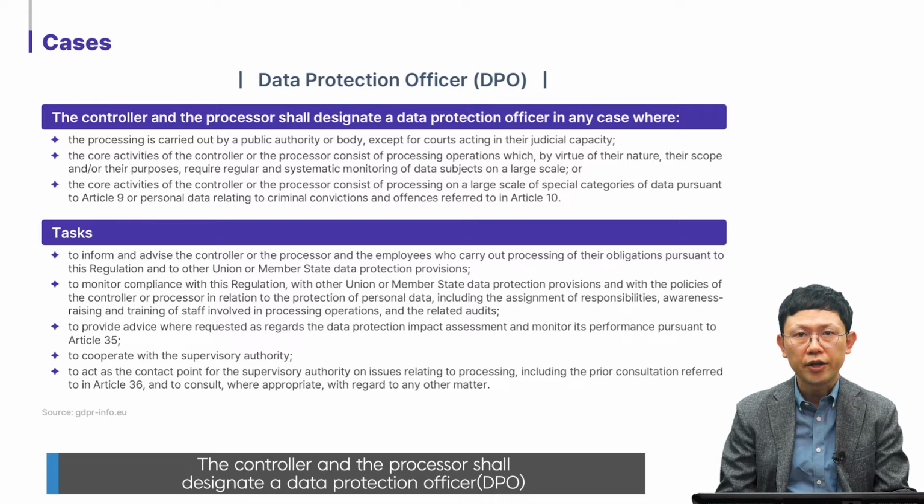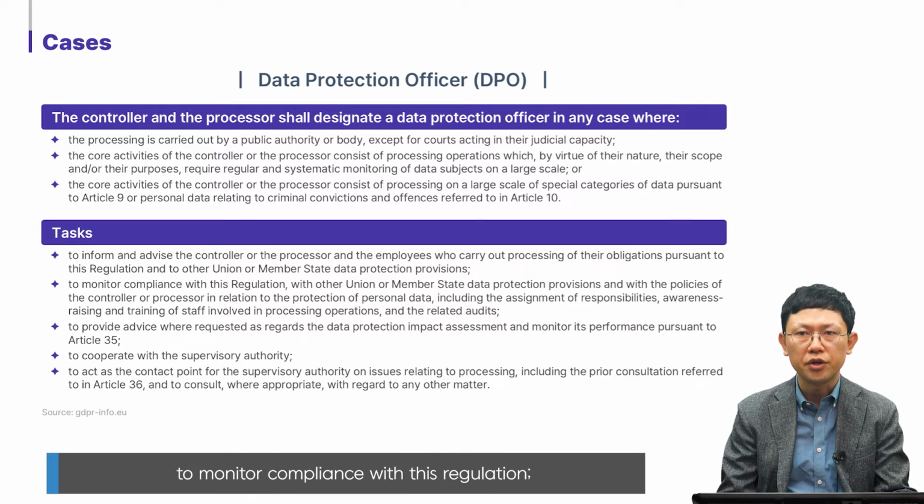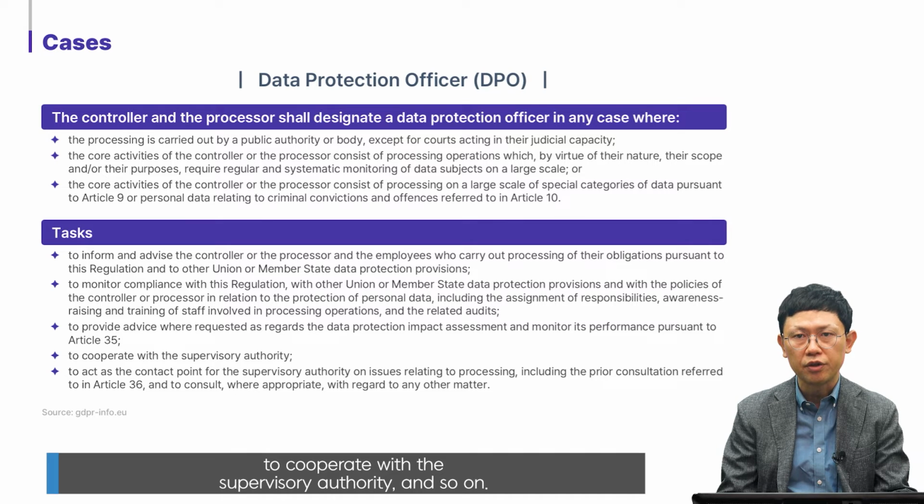The controller and processor shall designate a data protection officer (DPO) in any case where the processing is carried out by a public authority or body, except for courts acting in their judicial capacity. DPO's tasks are to inform and advise the controller or the processor and the employees who carry out processing of their obligations, to monitor compliance with this regulation, to cooperate with the supervisory authority, and so on.